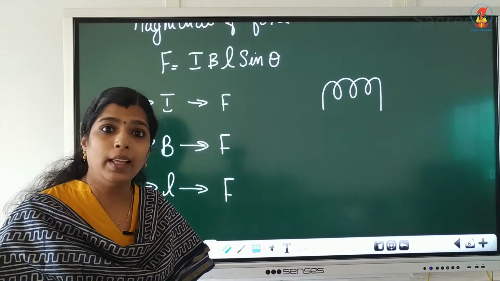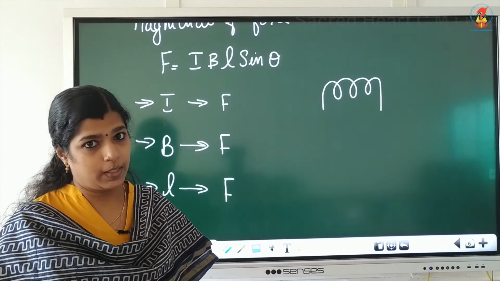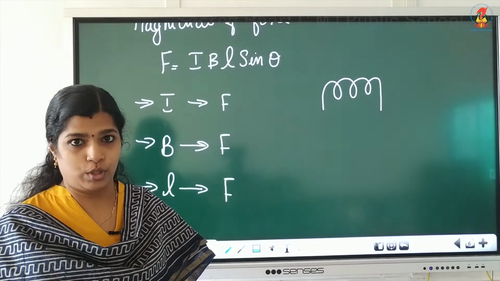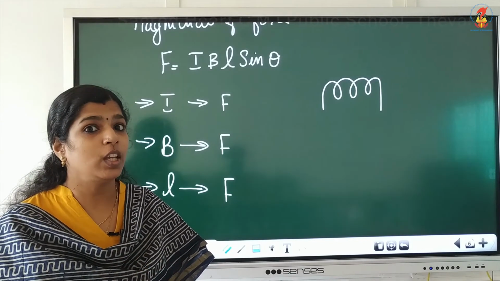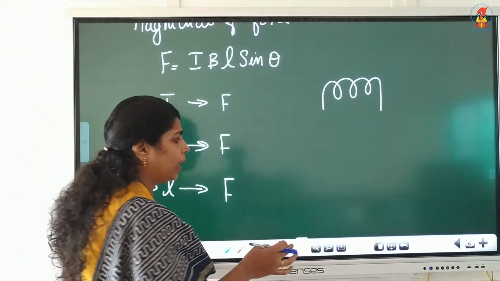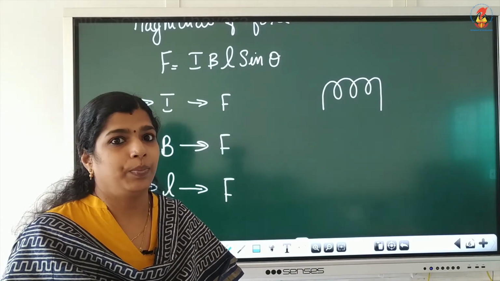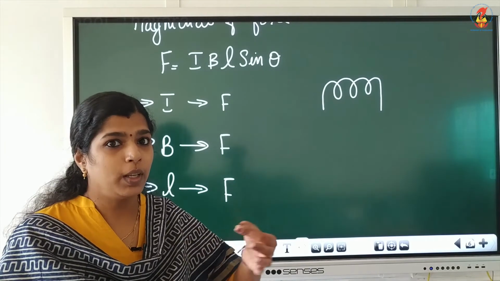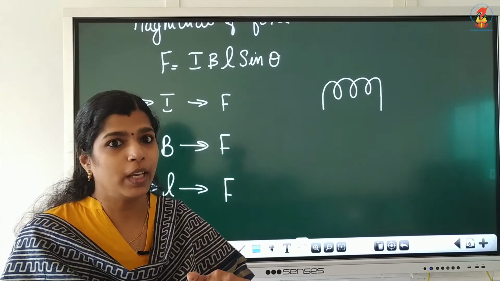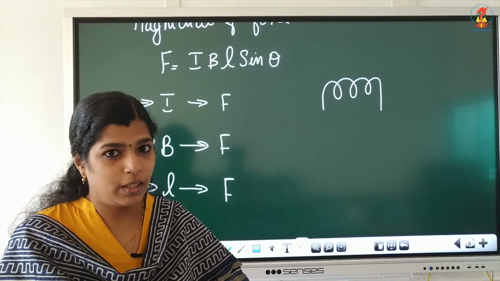If you increase the length of the conductor, then the force will also increase. Now, in which way can we change the direction of this force? You know, when the current passing through a conductor is reversed, the magnetic field direction also gets reversed.